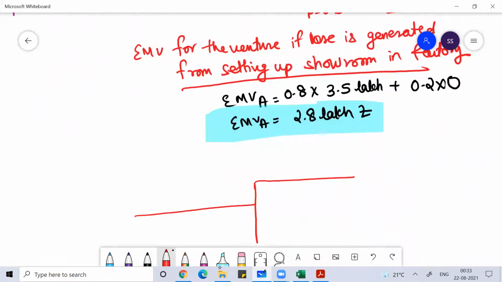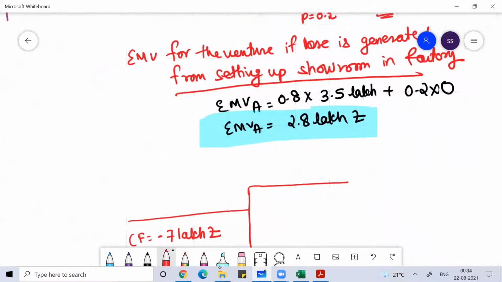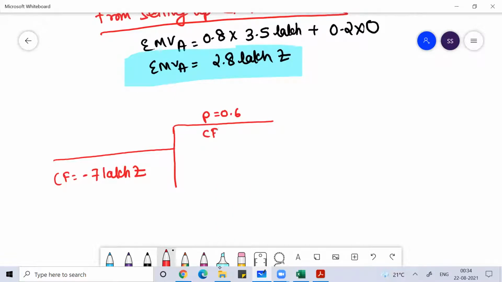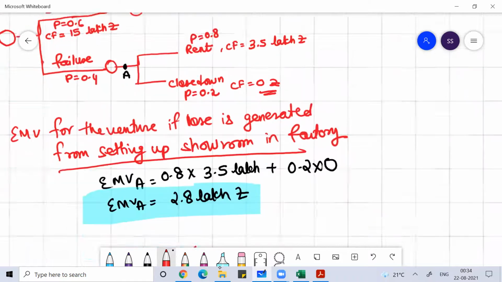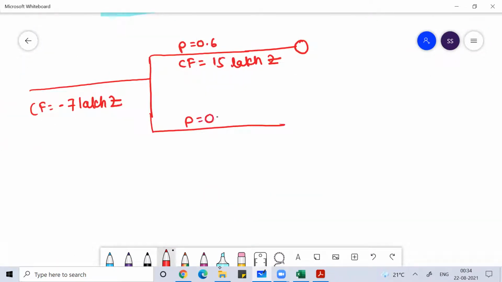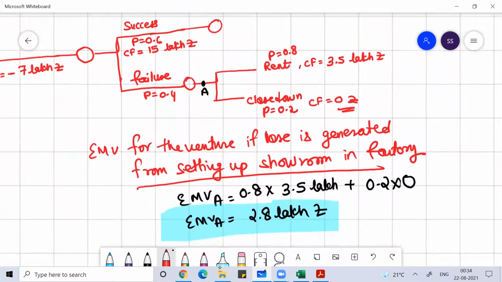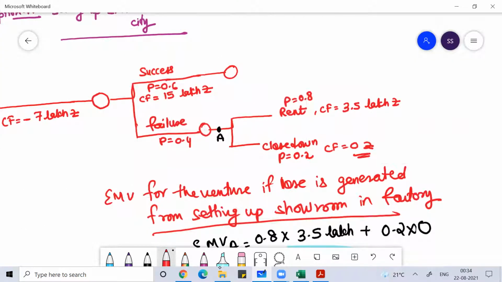The cash flow is -7 lakh rupees, where your success probability is 0.6. If you get a success, the cash flow you're generating is 15 lakh rupees. Then 40% is the probability that you get a failure, and the cash flow you're getting here is 2.8 lakh rupees. And this is also an inflow only, right? 2.8 is an inflow for you, because first you'll try to recover something from the rent, no? You're trying to recover something.